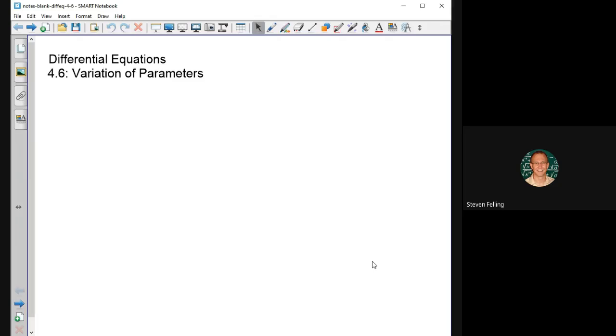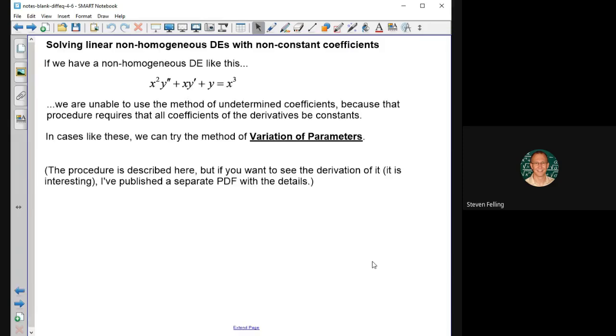of undetermined coefficients, and that was that method will only work if the coefficients of all of the derivatives on the left-hand side are constants, so you can't actually have functions. But the method we're going to learn today is more flexible, more general, and so you can use it in a wider variety of cases.